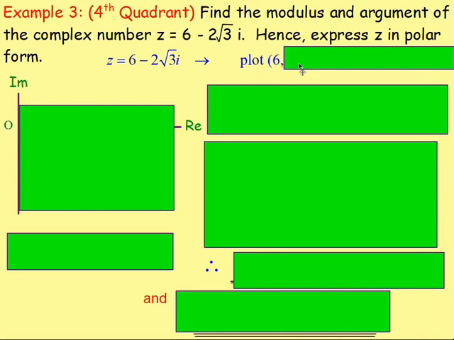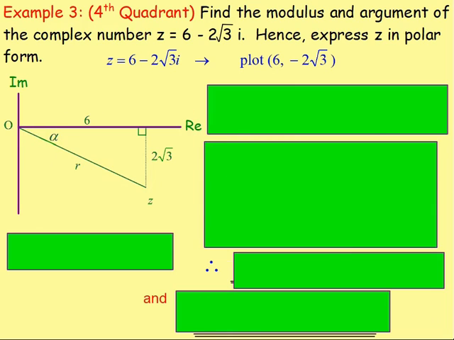Brilliant. So you would plot 6 because that is the real part. The imaginary part, what would that be, Vera? Brilliant. That would be negative 2 root 3. So we're wanting to plot the point 6, negative 2 root 3. Just draw out your x and y axis. Call the x-axis Re for real, and the y-axis will be Im for imaginary, with your Argand diagram.